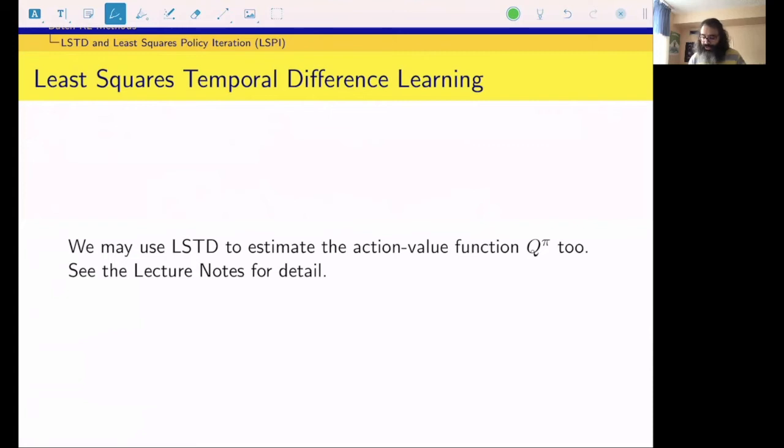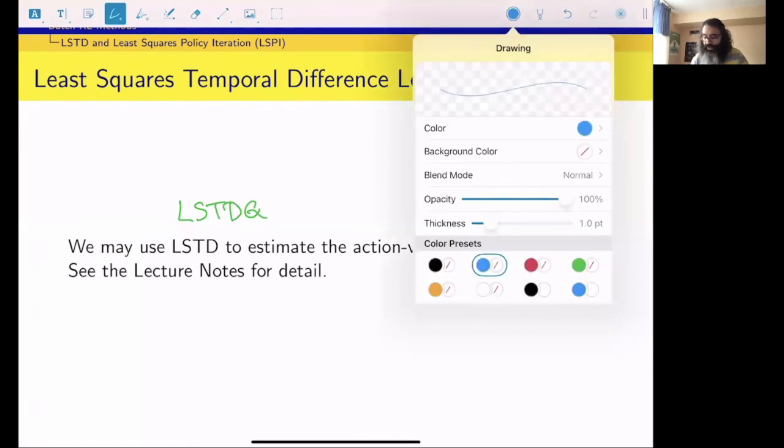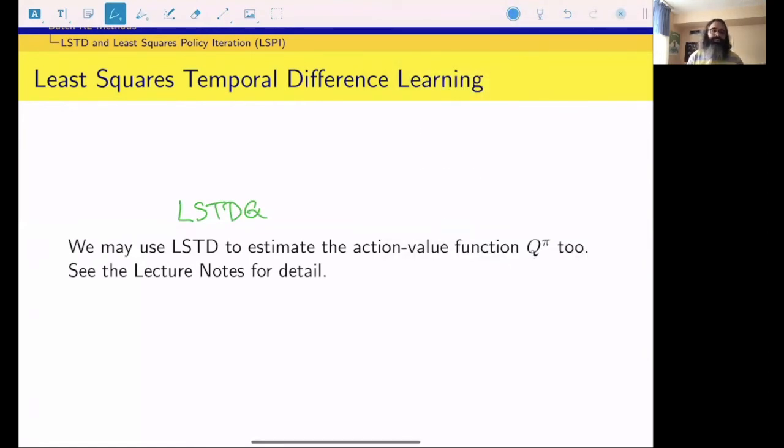I think this was introduced by Lagoudakis and Parr in 2003. That's the LSPI paper, and they call it the LSTDQ method. But because the principles are basically the same, I call both of them LSTD. So it's okay to call them LSTD, even though the original LSTD was only for estimation of V, not Q.